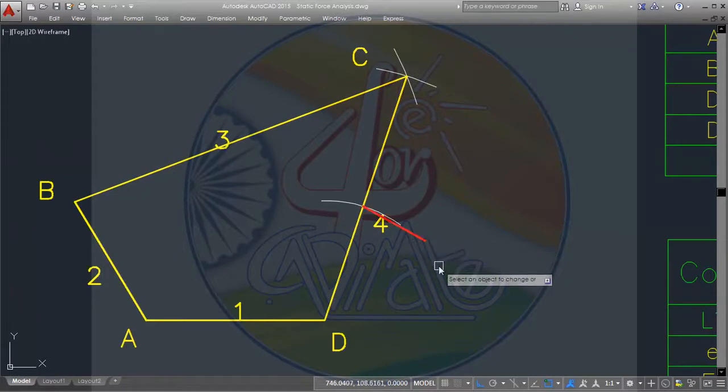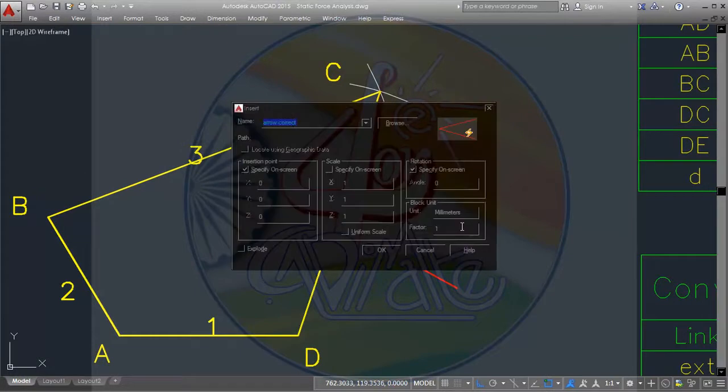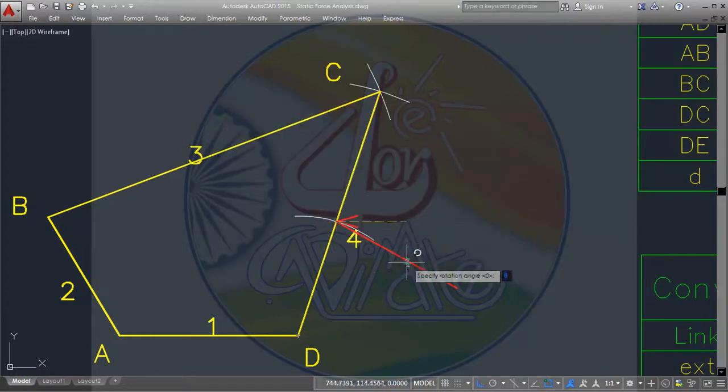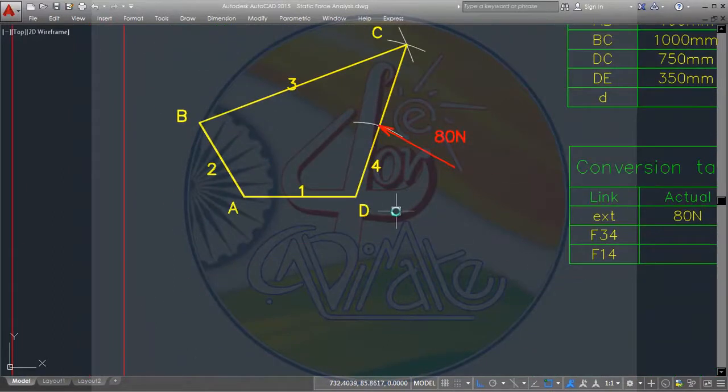Let me increase it a little. Fine. And its direction is in this direction. Correct? Its value is 80 newtons. Okay. Now once you have drawn this, next our aim will be to find the reaction on link 3.